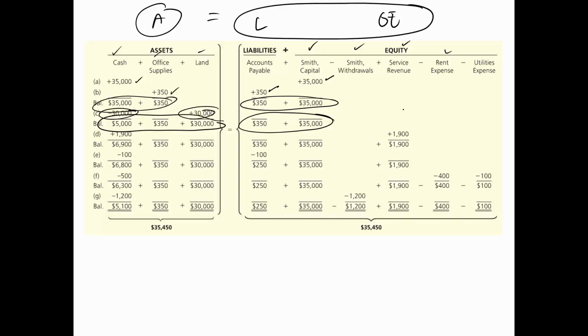And this is an example in your book where they work through each of these transactions and show you how it affects the accounting equation. But at each step, you make sure that this side equals this side right here. And you just keep a running balance in each account.